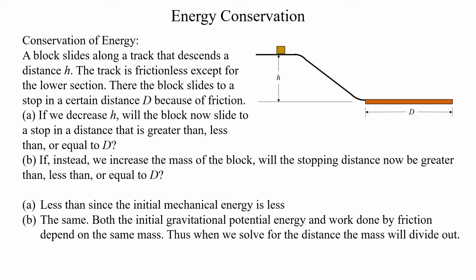Well, actually, it does not. You would think that with more mass, we'd have more energy. Well, we do, we have more initial gravitational potential energy because of the increased mass, but the work done by friction also depends on that same mass. So when we solve for the distance, the mass will divide out. All the terms will have the mass in it, and the mass will divide out.